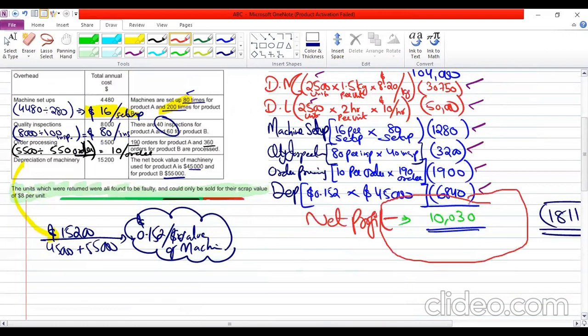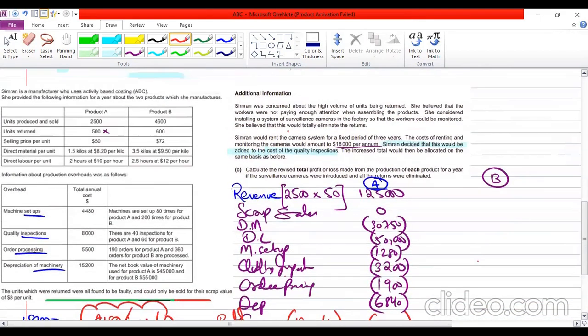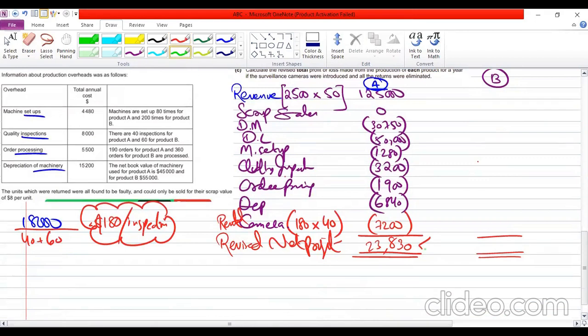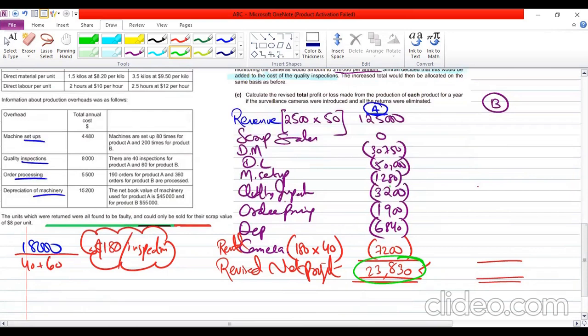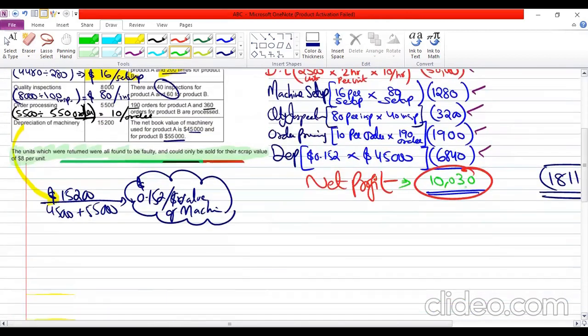If no surveillance, I am making a net profit from product A of 10,030. With surveillance camera, my profit is going to be 23,830. So as far as product A is concerned, it's very feasible or worthwhile to install the security feature or the surveillance inspection system, because it's going to increase the profitability of product A. Correct? Now you will calculate for product B, and then we will comment on product B.